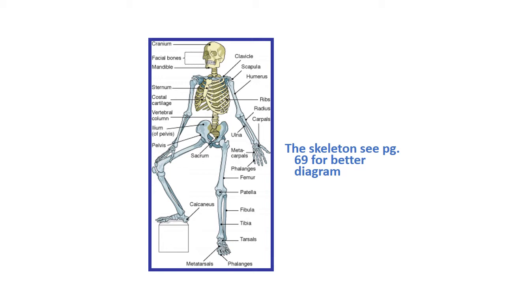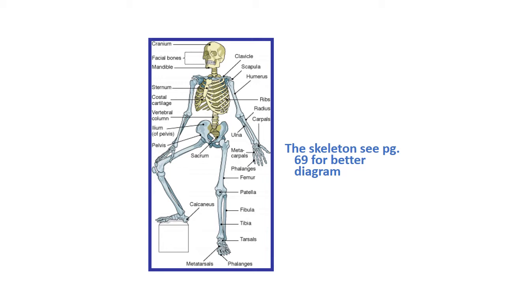Let's talk about the structure of the skeleton. The cranium is the brain box. We have our facial bones, and the only movable bone in the skull, which is the mandible. The clavicle is the collarbone. The sternum is the breastbone. Notice that the ribs connect to the breastbone.